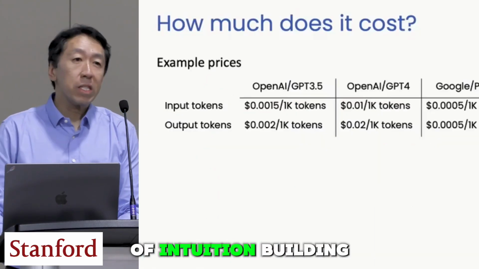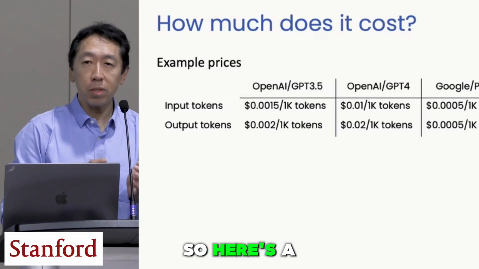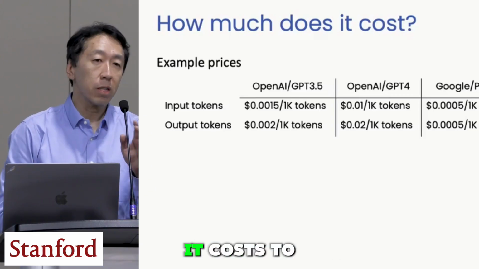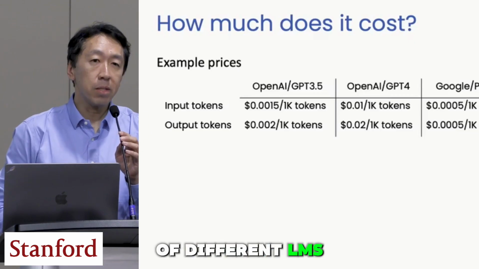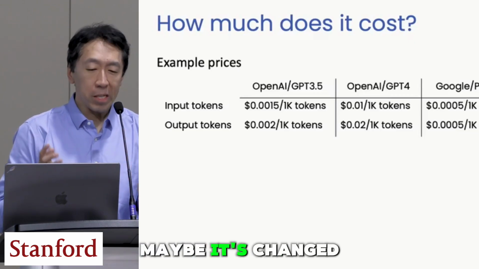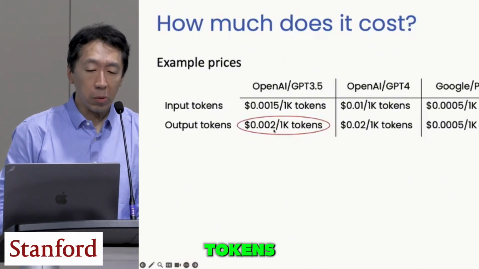So just one more piece of intuition building. People often think, boy, using an LLM is really expensive, right? So here's a back of the envelope calculation for how much it costs to prompt an LLM. These are some of the prices of different LLMs that I got off the internet. This is a few weeks ago. Maybe it's changed by now. But let me focus on this number, 0.2 cents per 1,000 tokens.